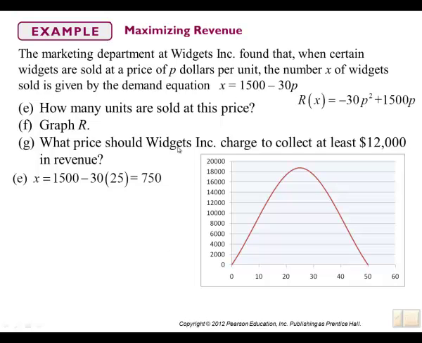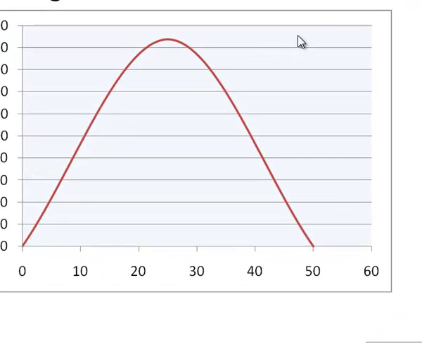What price should Widgets Incorporated charge to collect at least $12,000 in revenue? Well, here's 12,000. That's the Y value. So we have to take this 12,000 and substitute it in for R of X.